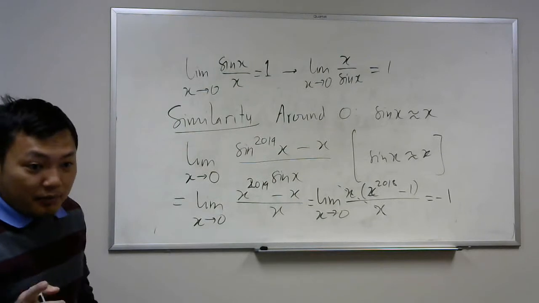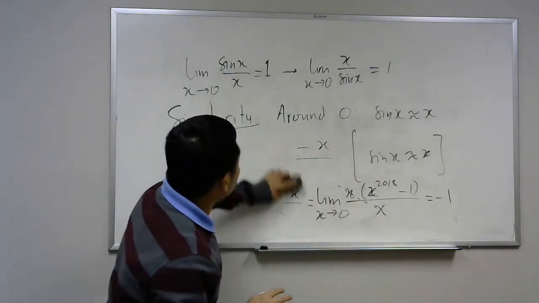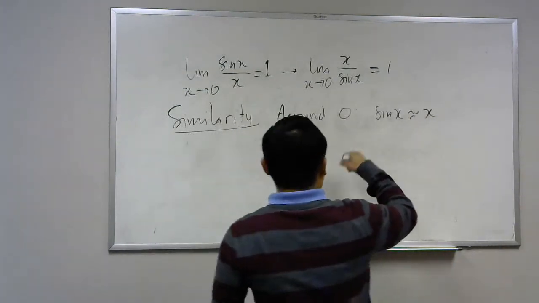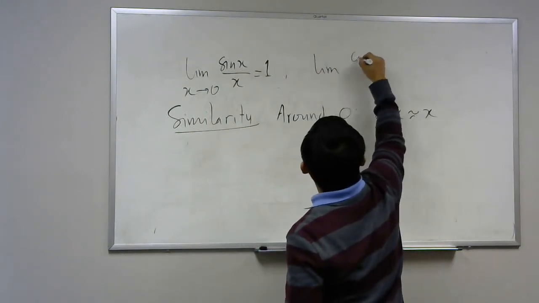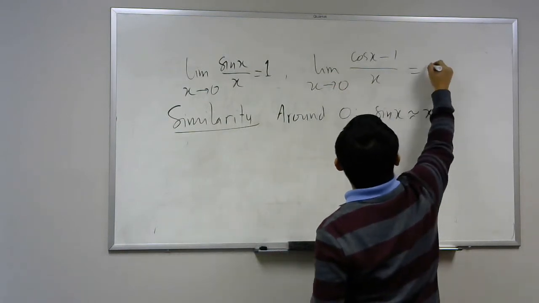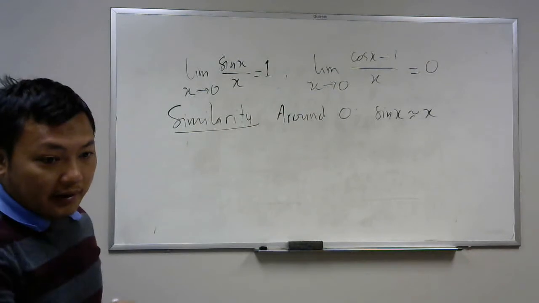Okay, in the textbook, you will see another famous limit. That is the limit of cosine of x minus 1 over x when x goes to 0, equal to 0. I want to use similarity to prove that.